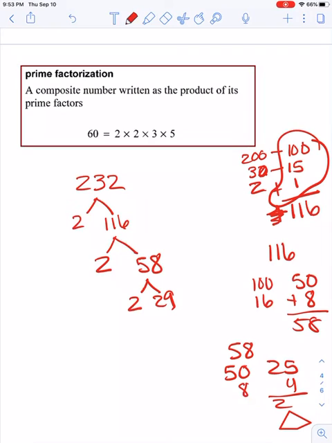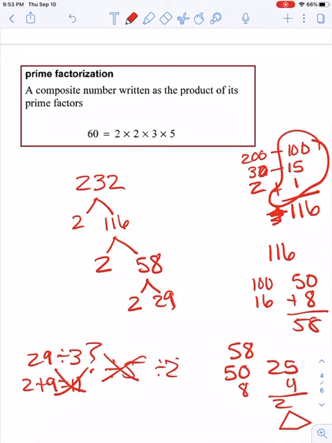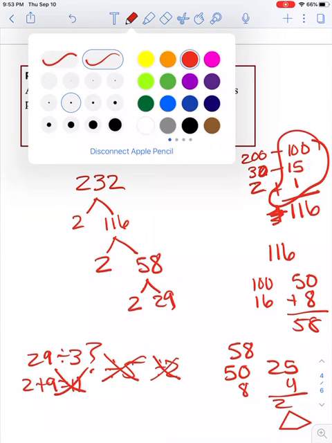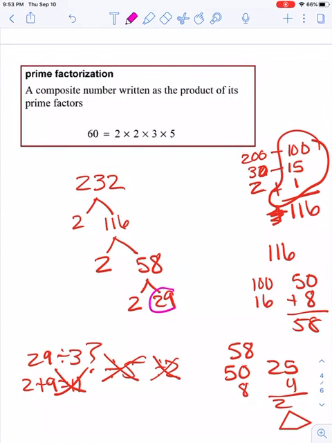Now, is there anything I can do with 29? It's no longer an even number. Is it divisible by 3? So is 29 divisible by 3? If I add my 2 digits together, 2 plus 9, I get 11. So it's not divisible by 3. Is it divisible by 5? Does it end in a 5 or a 0? It's not divisible by 5. It's not divisible by 2 because it's not even. So it must be a prime number.